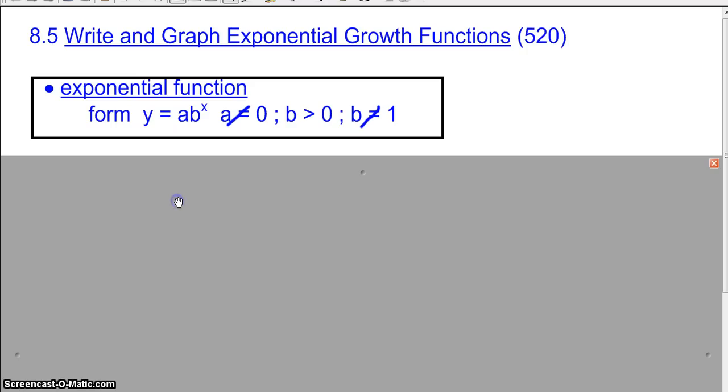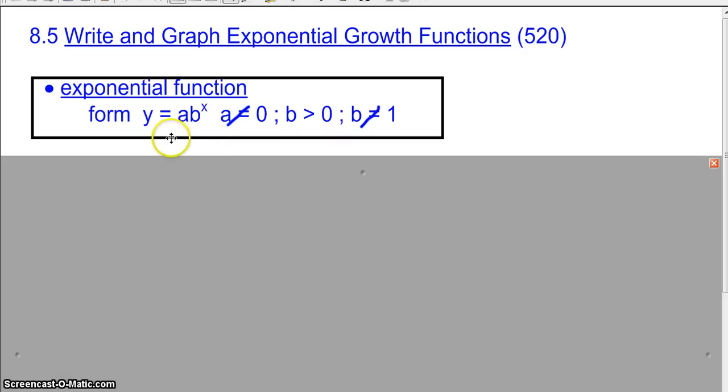Okay, so here's your model. Y equals AB to the X. Your input is the exponent. So as we progress through the year, we're going to see other kinds of functions, and you'll never see this again, where the input is the exponent. Okay? So let's look at these other facts about this model.